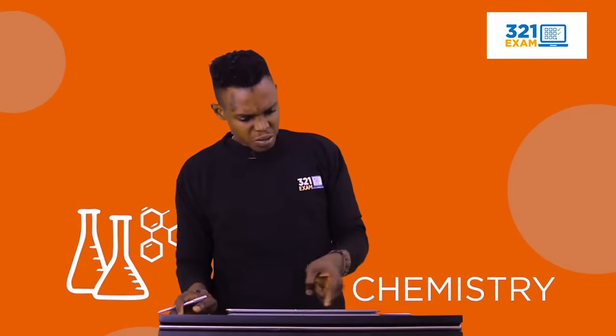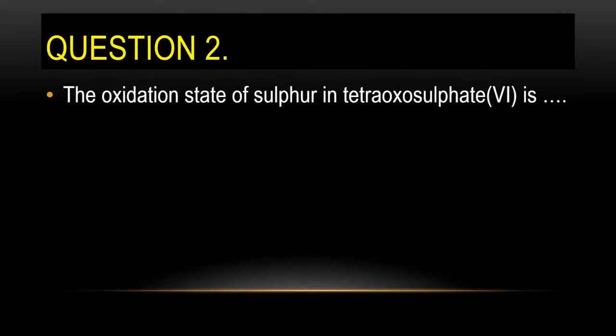Now they say the oxidation state of sulfur in tetraoxosulfate 6 acid is dash. What's the oxidation state of sulfur? Tetraoxosulfate 6 acid, we know, is H2SO4. Are you getting me? Now this does not have a charge, so automatically it's equal to 0.